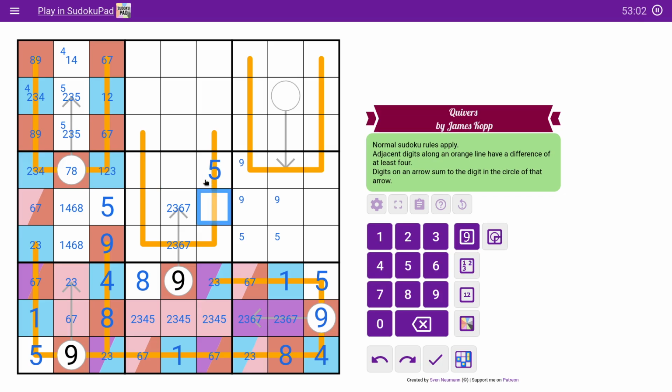Suppose that this is not the 9, it's the 1. And we have a 9 here. 1, 6, 7, 8, 2, 3, 6, 7, 6, 7, that's an 8, 9, 2, 3, 9, 2, 3, 4, right?